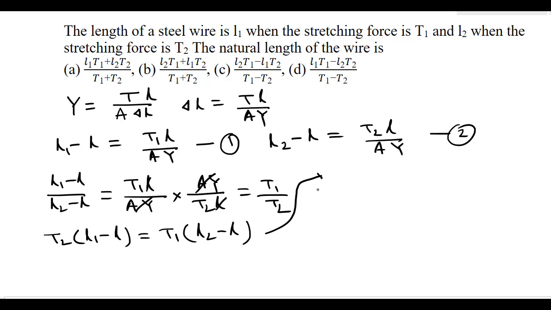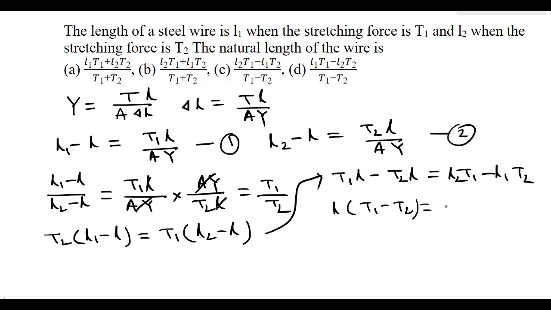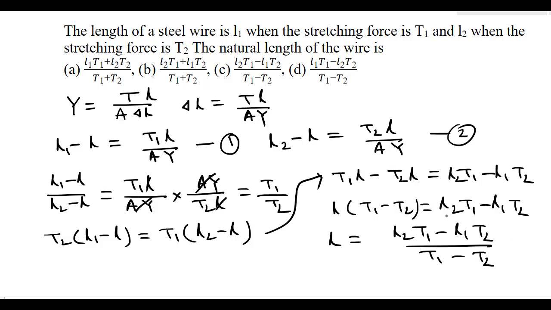From here we can write T2 L1 minus T2 L is equal to T1 L2 minus T1 L. If we take L as common, then L (T1 minus T2) is equal to L2 T1 minus L1 T2, or L is equal to (L2 T1 minus L1 T2) divided by (T1 minus T2). So the correct option is option C. So the natural length is (L2 T1 minus L1 T2) by (T1 minus T2).